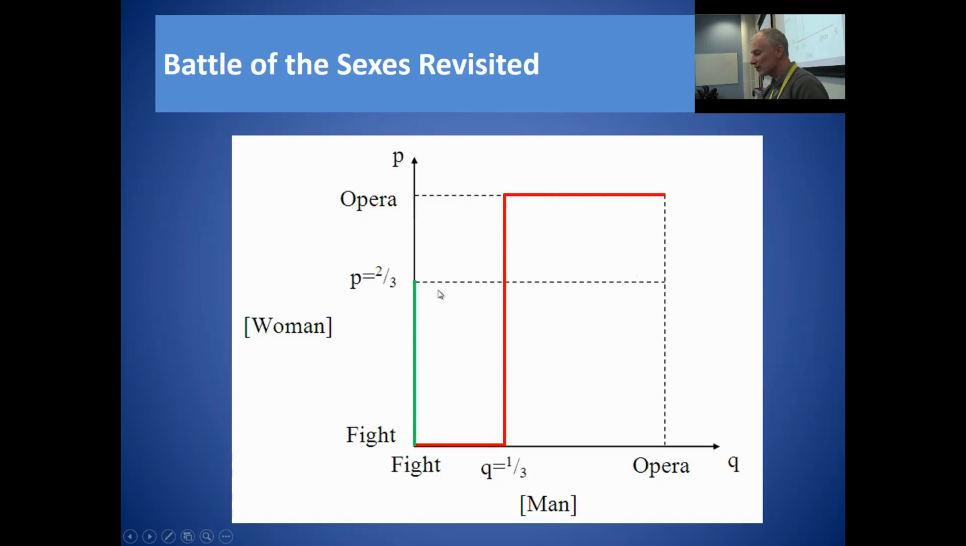When P was greater than 2/3, that is, we're looking at the top part of the diagram there, the man would always choose to go to the opera.